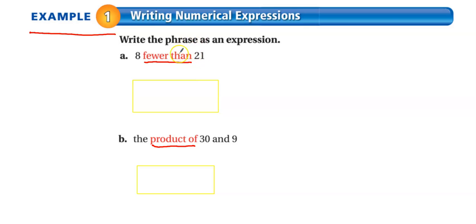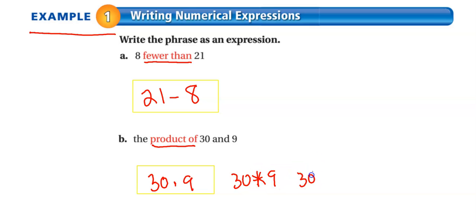So fewer than, remember, ding, ding, ding, turnaround words. So I don't want to say 8 minus 21. I'm taking 8 away from 21. So this is 21 minus 8. And the product is multiplying, and it's 30 and 9. Now, I don't want you to use x for times. So I want you to use 30.9, or you can do 30 asterisk 9, or you can put one or both of the numbers in parentheses, because parentheses is an indication that you're supposed to multiply. Okay, so it's literally that easy to write numerical expressions.